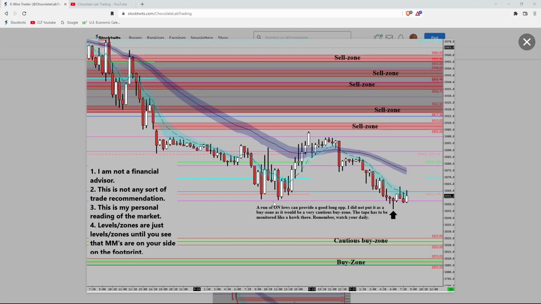If you actually go back to Friday's daily plan, this ended up being a buy zone, which of course was Friday's low of day, which we got. So this was an order flow level, but I did not leave it here just because I wanted less risk.